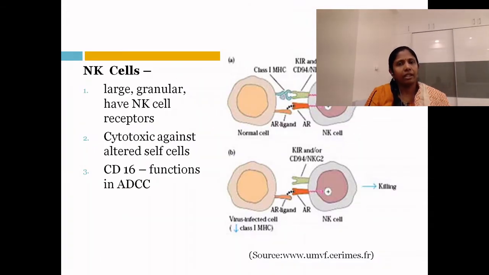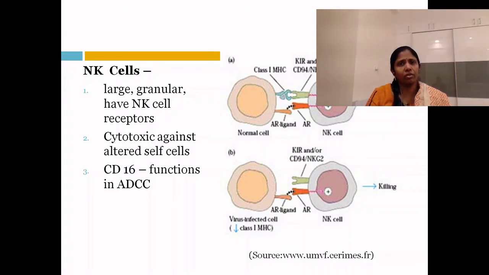Starting with the cells that arise from the common lymphoid progenitor. The first type of cells we are going to discuss is natural killer cells or NK cells. Natural killer cells are large in size, granular in nature, and are characterized by the presence of a unique NK cell receptor. The NK cell receptor is not like a T cell receptor or a B cell receptor. It cannot recognize antigens, but it has a unique function of recognizing other surface molecules of cells.